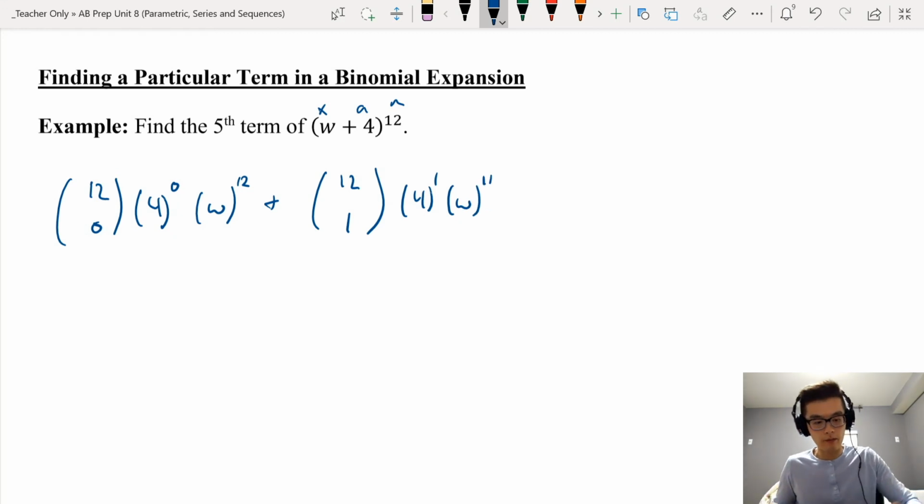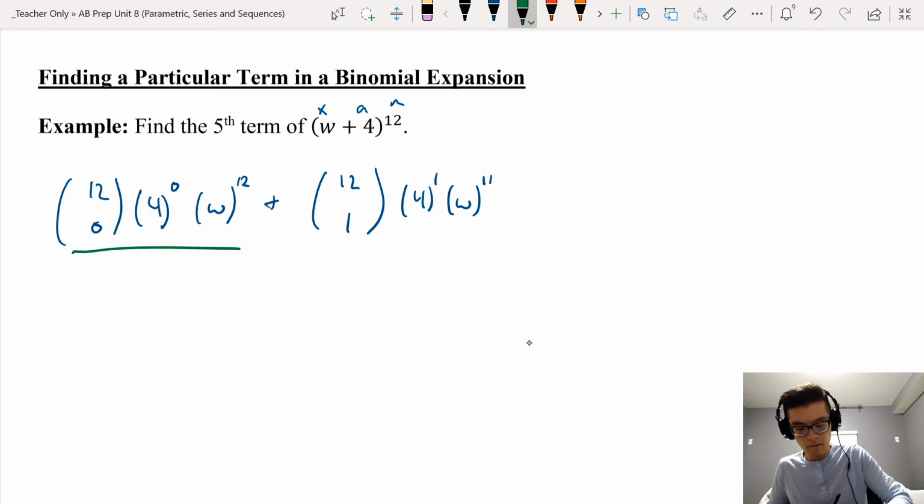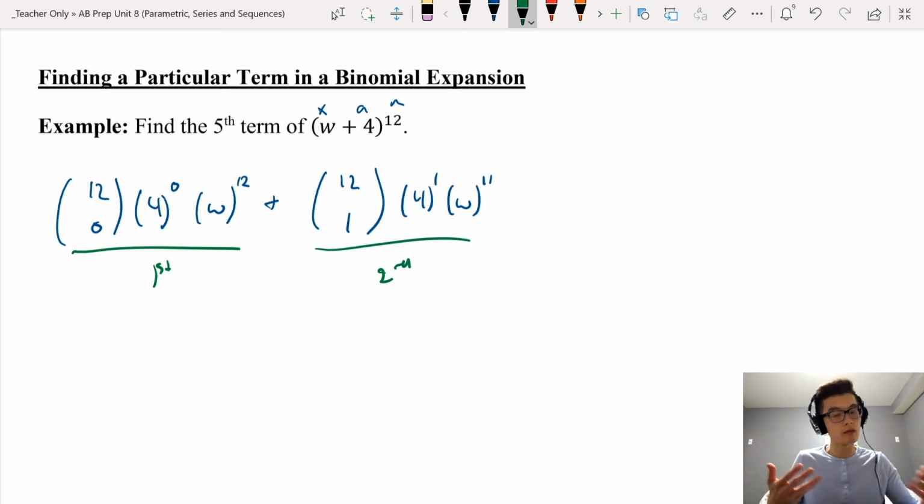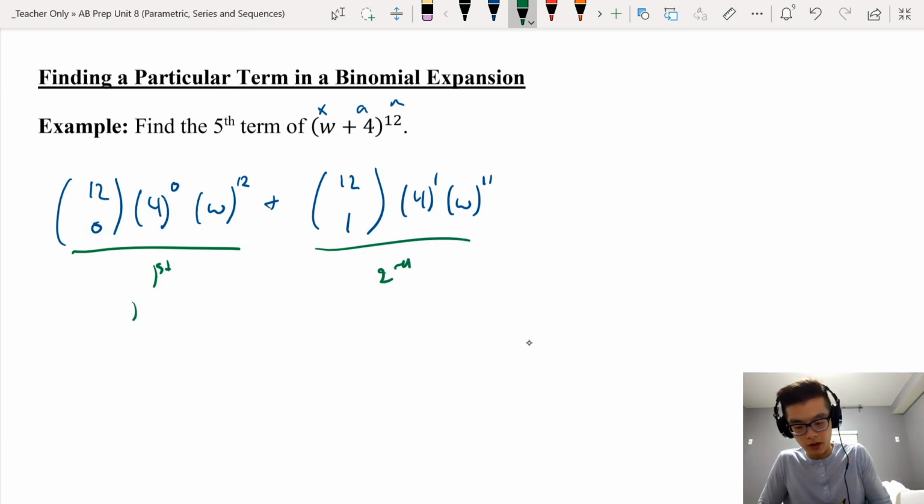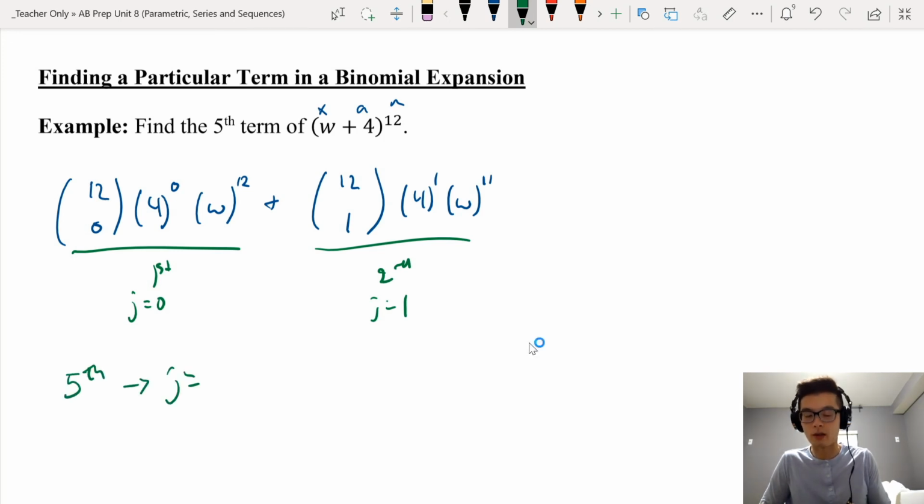So if we think about it, this is the first term, this is the second term, and so on and so forth. If we make a relationship, we can say the first term is where j is equal to 0. The second term is when j is equal to 1. Oh, the 5th term is when j is equal to not 5, it's when it's equal to 4. Then we can proceed from there.